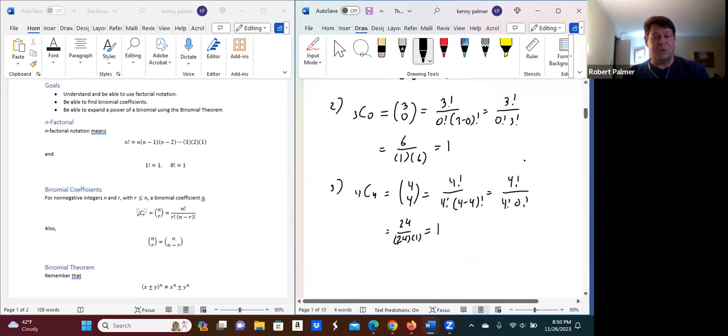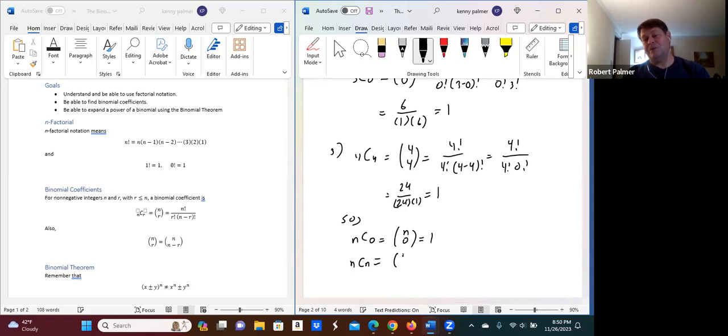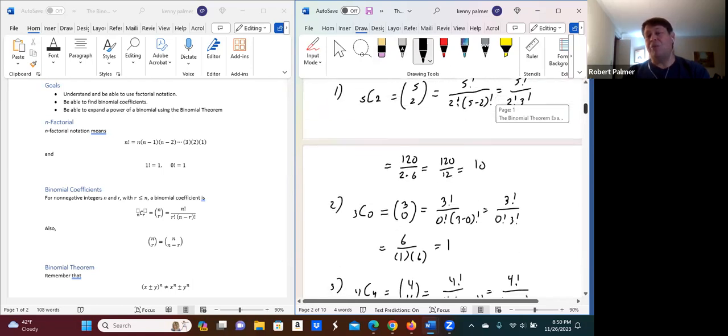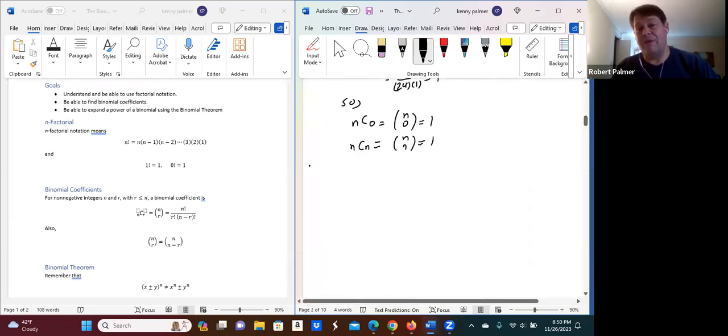This is also something that's true for any number like this. You can generalize this and say that nC0, which is n over 0, is 1, and also nCn, which is n over n, is also 1. That's true of any n. So that's what a binomial coefficient is. Now we'll see in a moment how we actually use those to help us in these expansions. In fact, I guess that's our next topic. Let's talk about that.